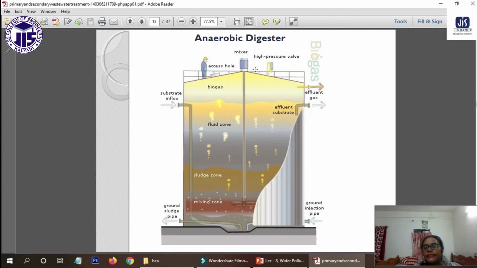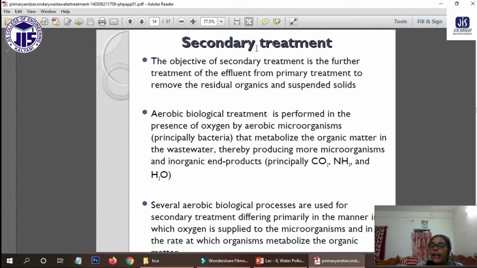You can see this is the anaerobic digester, where we are having the biogas. This is called the feed zone, and this is the effluent substrate. Okay, and this is the effluent gas. This is a ground injection pipe and ground sludge pipe. Here, whatever precipitation we are having is taken out by this. This is the outlet of the sludge. Okay, and this is the substrate. From here, the substrate will flow into the chamber. Okay. Yeah, next we have the secondary treatment.